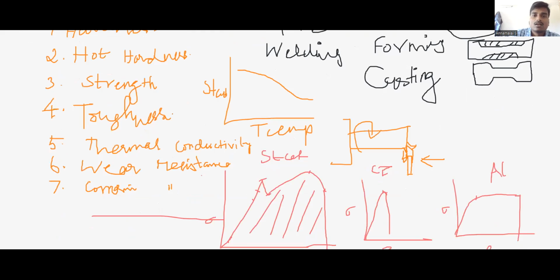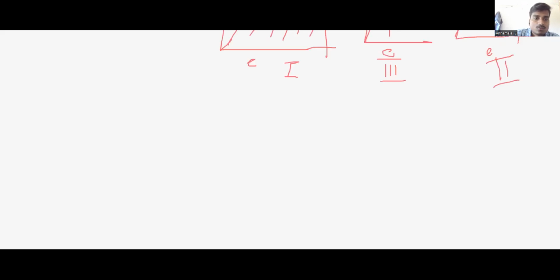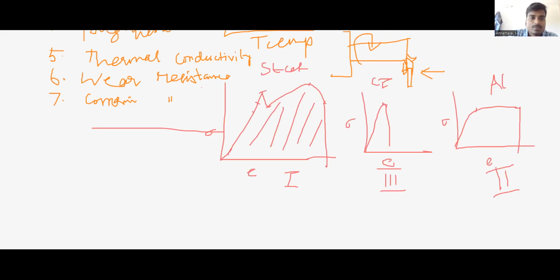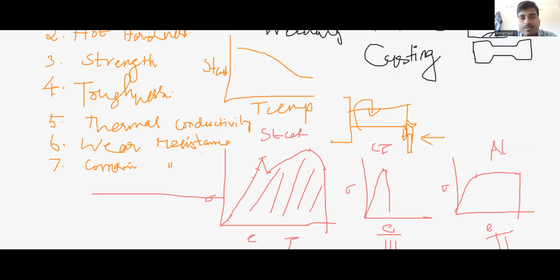So you may ask, sir, if you take any kind of tool, will it have all these seven properties? Definitely not. If you take HSS steel, it has good toughness and hardness, but its red hardness is low compared to the ceramic material. If you take a ceramic material, its hardness, red hardness, wear resistance and corrosion resistance are all good, but the ceramic material lacks toughness. It doesn't have toughness or tensile strength.